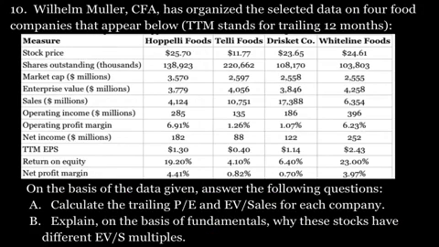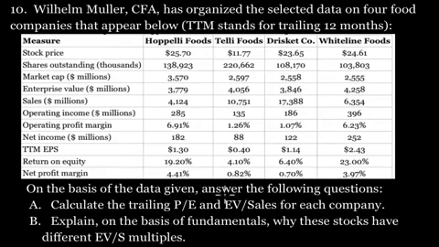Number 10, Wilhelm Müller, CFA, has organized the selected data on 4 food companies that appear below. TTM stands for trailing 12 months. I think we should know that, right? What do we have? We have 4 different companies, but more importantly, we have stock price, shares outstanding, market cap, enterprise value, sales, operating income, operating profit margin, net income. There's our trailing 12 months EPS, our return on equity, net profit margin. So we got a lot on 4 different companies.